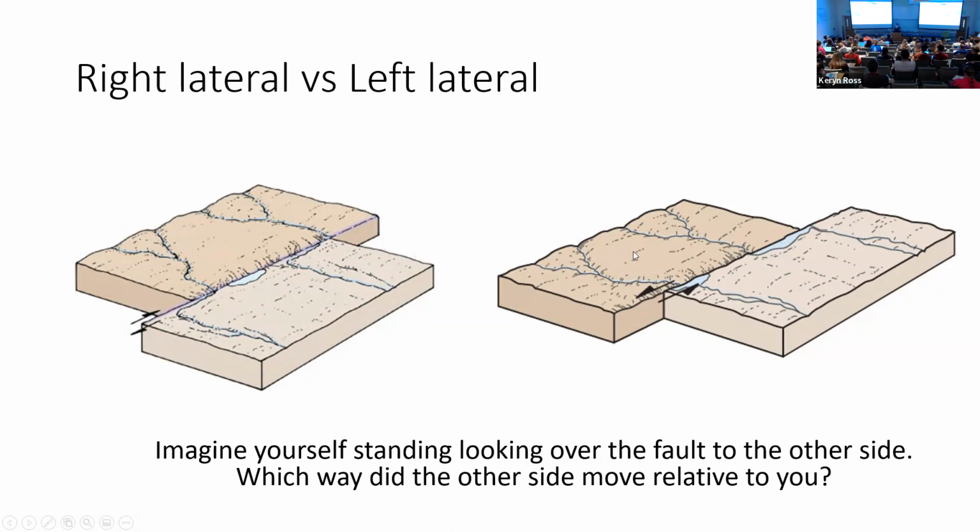So if you were to stand on this side of it and you were looking across, the other side has moved to the, oh, sorry, did I say right? I should have said left, sorry, this one's the left lateral. Does that make sense, or have I massively confused everybody? Everybody's okay, okay, good.